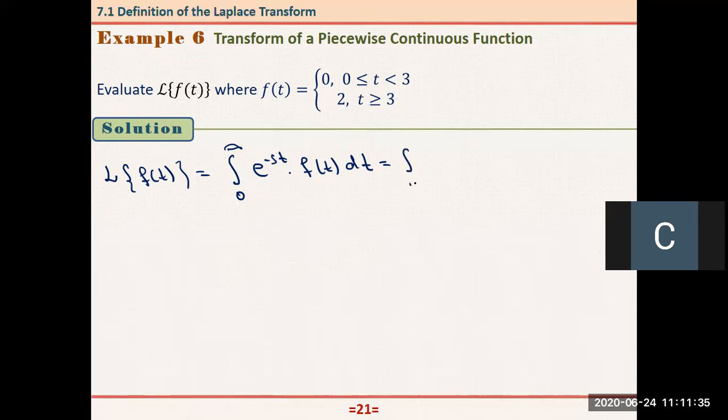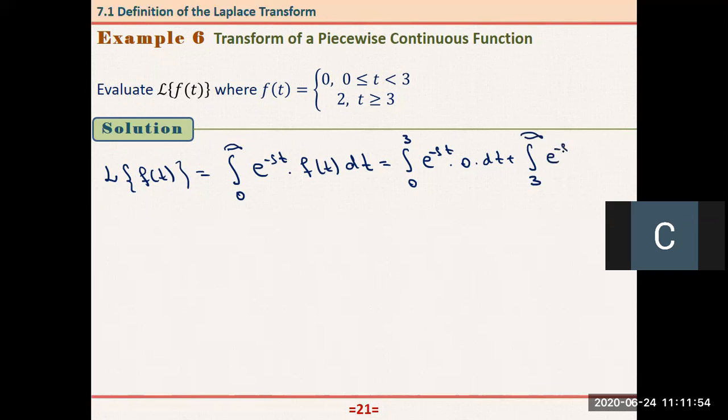That is equal to the integral from 0 to 3 of e to the power minus st times the value of this function over this interval, which is equal to 0, dt, plus the integral from 3 to positive infinity.